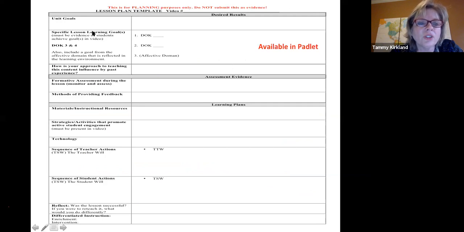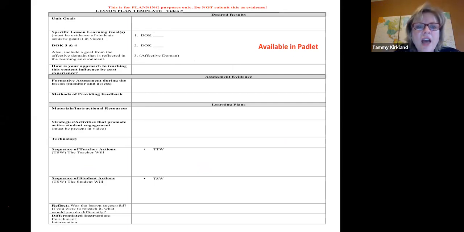Your unit goals, and you'll see I actually wrote this while looking at what you have to do in your rubric. What are your unit goals? What are your desired results? And then we want you to do DOKs 3 and 4, and here DOK 3 or 4, whatever, and write what your goal is, and then let's have a goal from the affective domain. And don't let that scare you. Again, that's just something simple as collaborating with each other or respecting each other's opinion. I say the word simple, but in reality, we're all teachers, and those are not simple things to teach students.